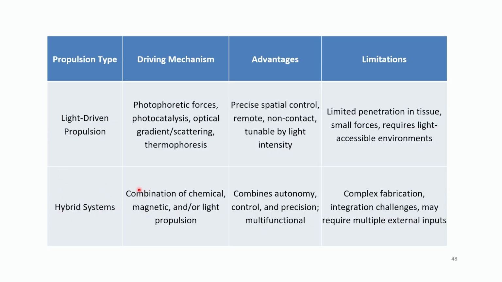Then hybrid systems: these are made by the combination of chemical, magnetic and or light propulsion. So you combine these accordingly and create a hybrid system. Advantages: it combines autonomy, control and precision, and can be entirely multifunctional. Then the limitations: the fabrication method can be complex, and there are integration challenges. It is difficult to integrate all three propulsion mechanisms into one, and it may require multiple external inputs.